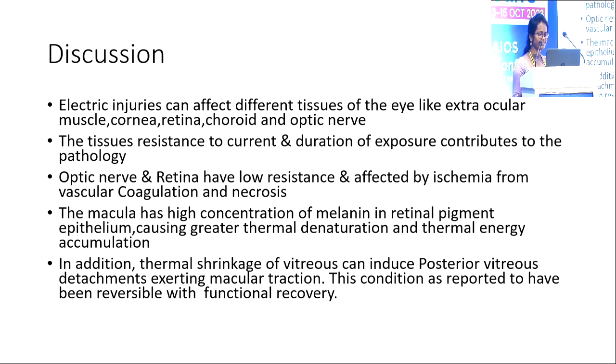Discussion: electric injuries can affect different tissues of the eye like extraocular muscles, cornea, retina, choroid, and optic nerve. The tissue's resistance to current and duration of exposure contribute to the pathology. Optic nerve and retina have low resistance and are affected by ischemia from vascular coagulation and necrosis. The macula has a high concentration of melanin in the retinal pigment epithelium, causing greater thermal denaturation and thermal energy accumulation.